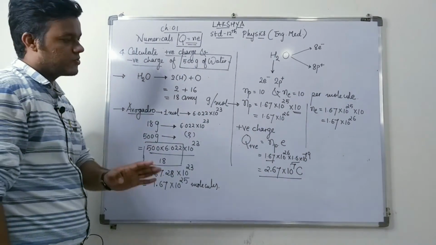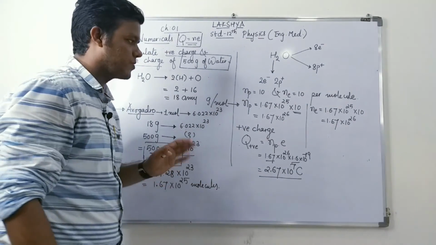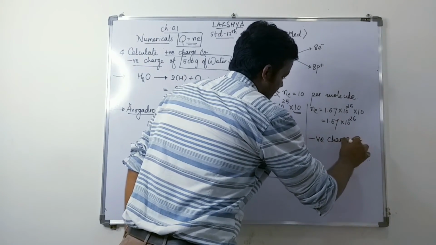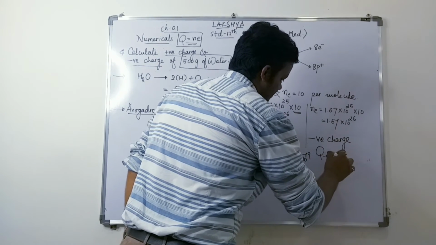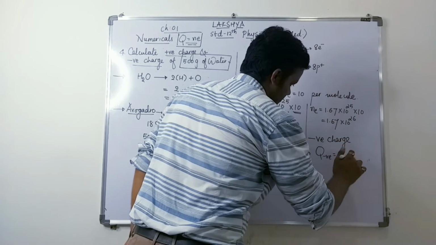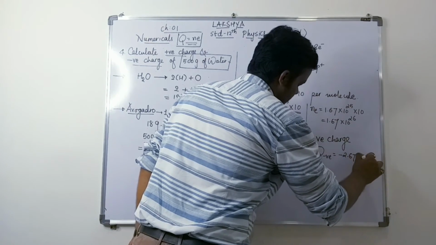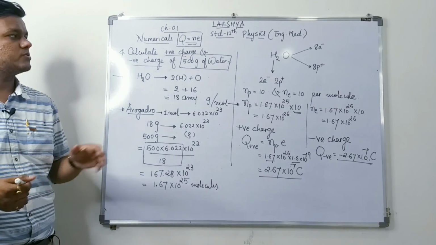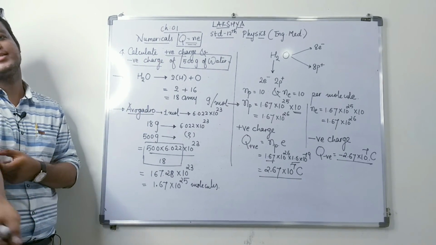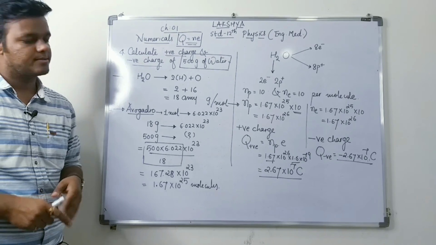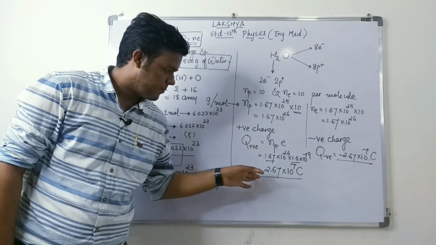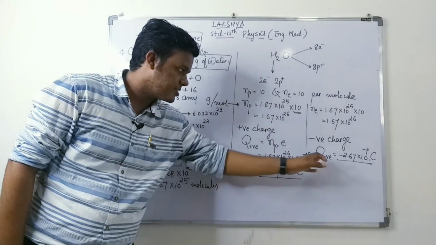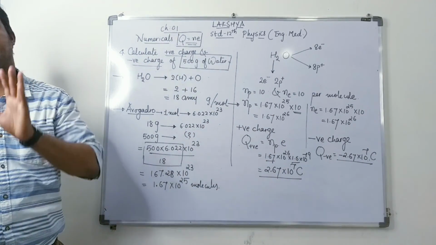And you don't have to calculate this again for electrons. You can simply write negative charge, Q negative, equals minus 2.67 into 10 raised to 7 coulomb. Why? Because the molecule of H2O, or water, is in a neutral state. That's why the number of protons and electrons are the same, and the positive charge and negative charge are the same in magnitude.